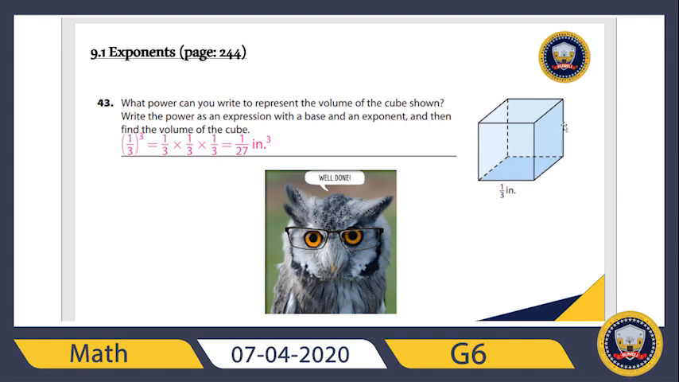Of course, what is the volume of my cube? It is 1 over 3 multiplied by 1 over 3 multiplied by 1 over 3. What is this? It is 1 over 3 cubed. So the volume of my cube written as a power is 1 over 3 cubed. And what is the volume? Of course, it is 1 over 3 multiplied 3 times. 1 times 1 times 1 is 1. 3 times 3 times 3 is 27 inch cubed.